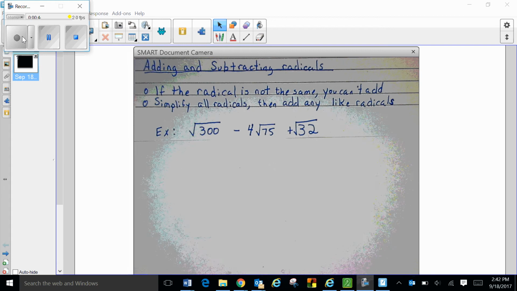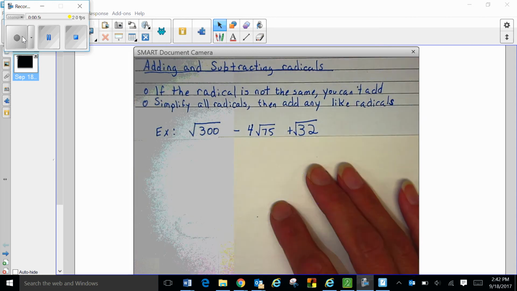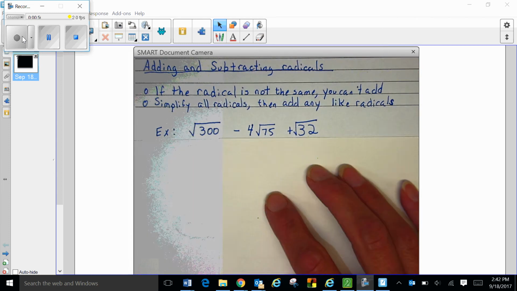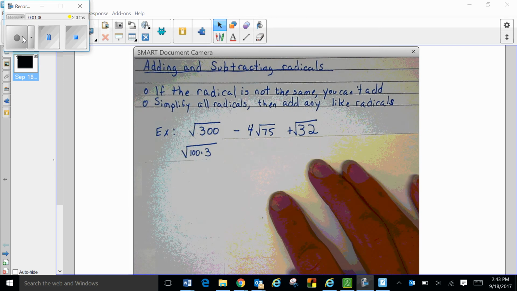If we look at our table of perfect squares, we'll notice that 100 divides evenly into 300. So we're going to rewrite it as 100 times 3, all under the radical. Then we square root 100. The square root of 100 is 10. And 3 does not have a perfect square root, so we're going to leave that one as it is.